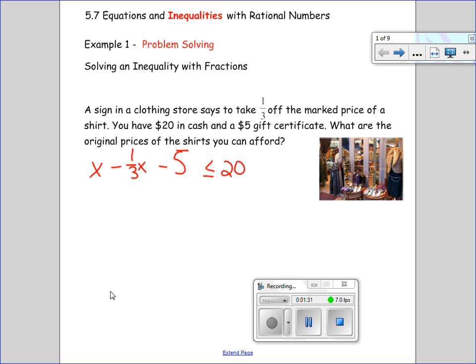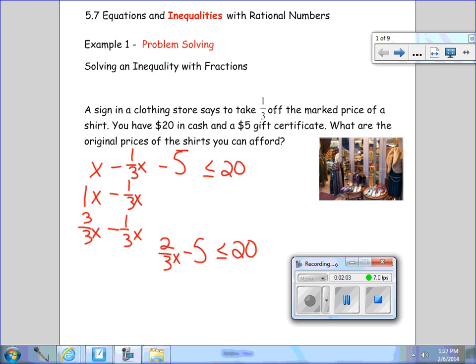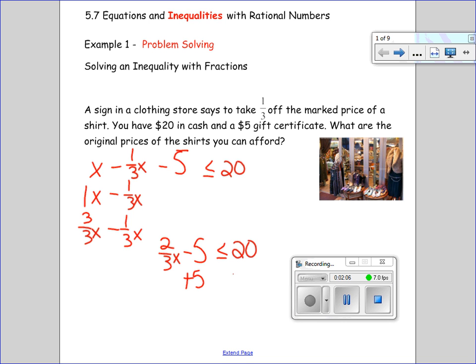So the first thing you're going to do here is combine your like terms. So recall, there's an understood 1 there, minus 1/3 x. If you need help, you can also change that to 3/3 minus 1/3 x. Once we simplify that, we have 2/3 x. And let's bring down the rest of the problem. Minus 5 is less than or equal to $20. Now, as we've been using in previous examples, we're going to add 5 to each side of the inequality. So now we have 2/3 x is less than or equal to 25.